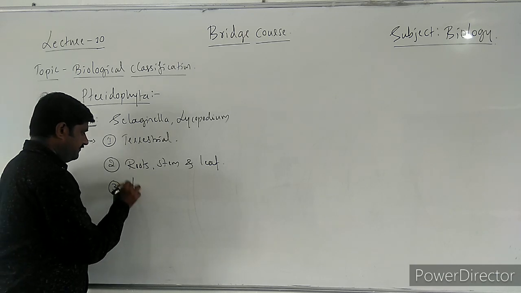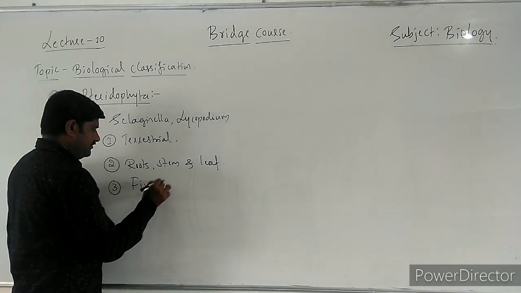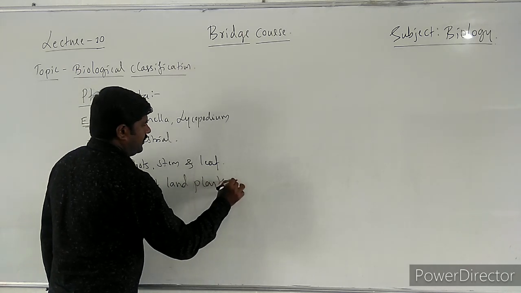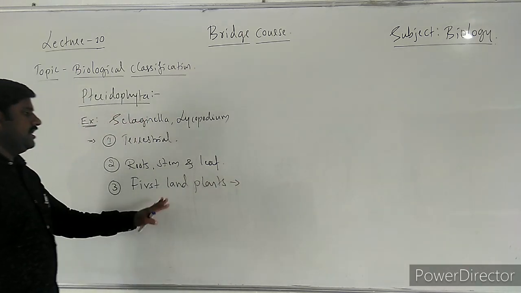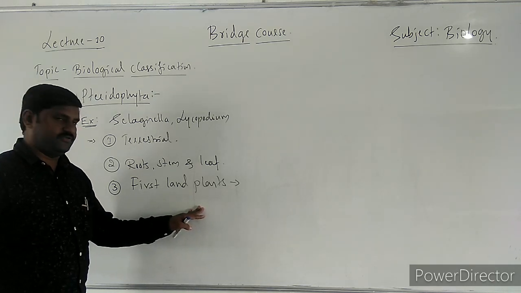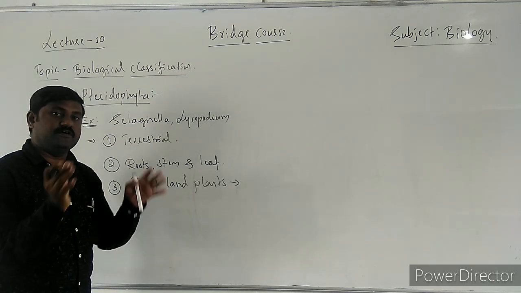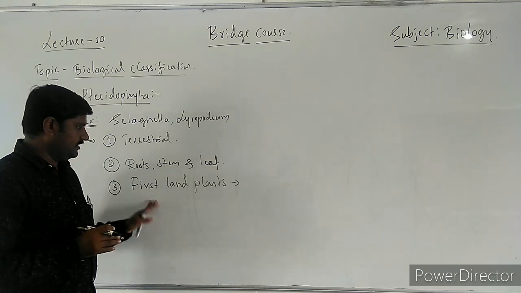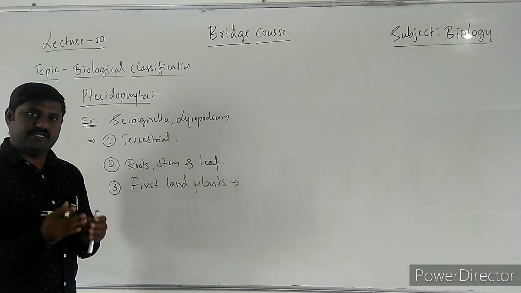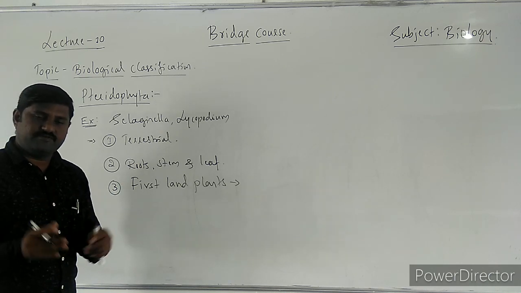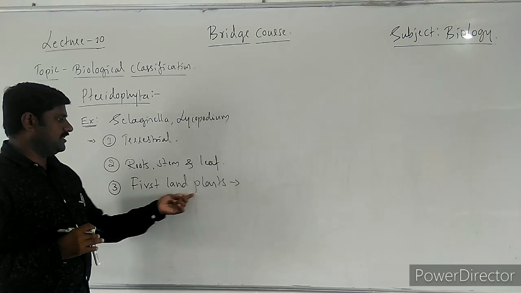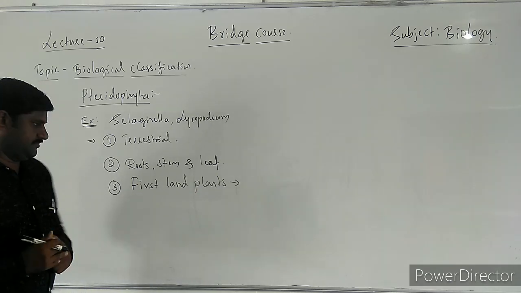These are the first land plants we say. Why? Because they are not completely depending upon both soil as well as water like amphibian plants. So these become terrestrial ones. They independently live themselves. There is no need of water for their reproduction. That's why we call them the first land plants.